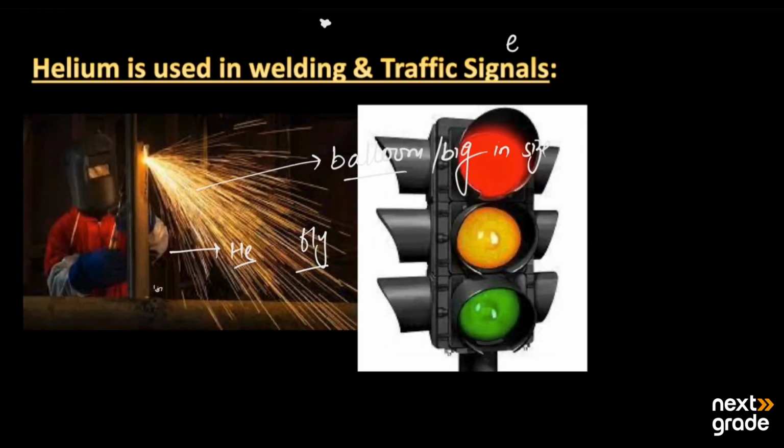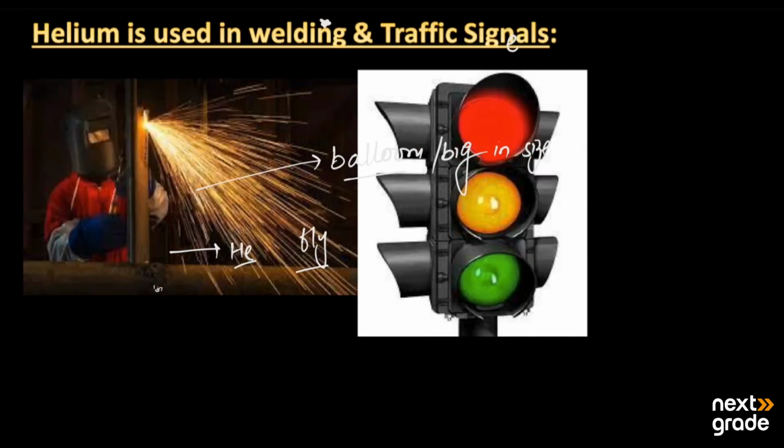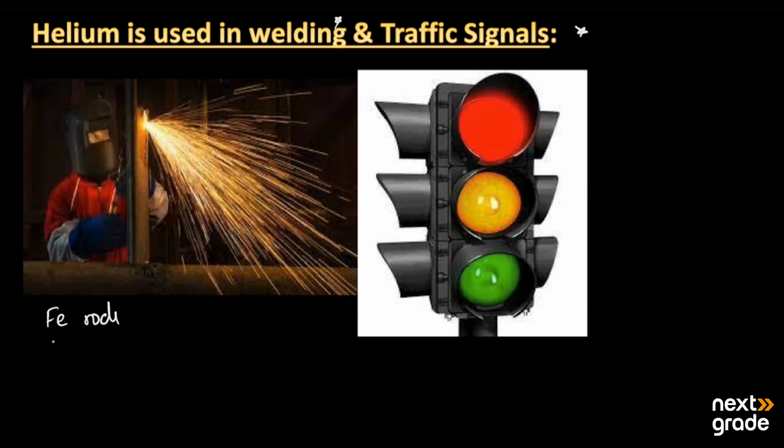The second use of helium gas is in welding as well as in traffic signals. What does welding mean? For example, if we have iron rods or iron cylinders and we want to attach them, we use the word welding, and for welding purposes we use helium gas. On the other hand, the traffic signals that show these colors are also filled with gas, and that gas is basically helium in nature.